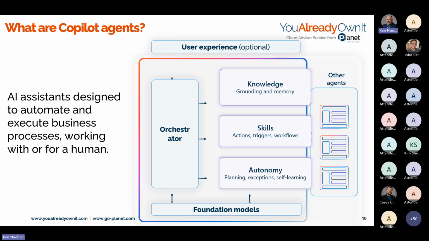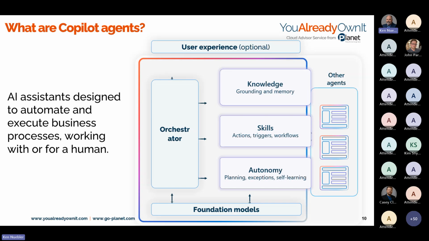This diagram outlines the agent architecture and the capabilities of Copilot agents. Agents are designed to automate and execute business processes either independently or in collaboration with us, the humans. So starting at the top, the human experience. This is optional as agents can interact with users directly, but it's not always required. Agents can also operate autonomously. The orchestrator. This is your central hub that coordinates all the agent's functions.